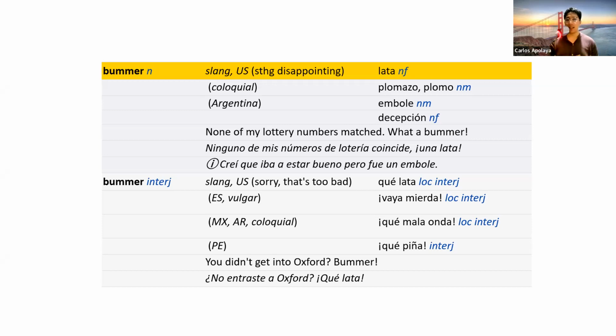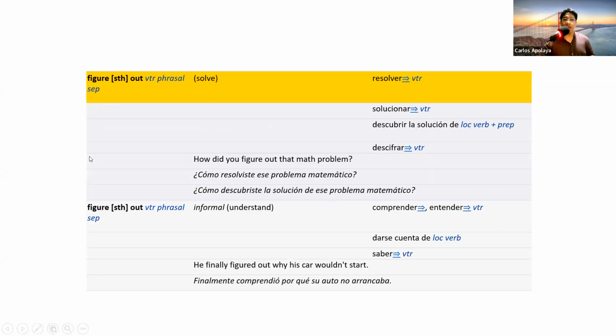You see? Es una expresión. What a bummer. Figure out. Figure out means solucionar, resolver, descifrar, comprender. Okay, for example, oh my goodness, I don't know the answer, but I need to figure it out. Mary, how do you say, no entiendo el problema, necesito entenderlo?